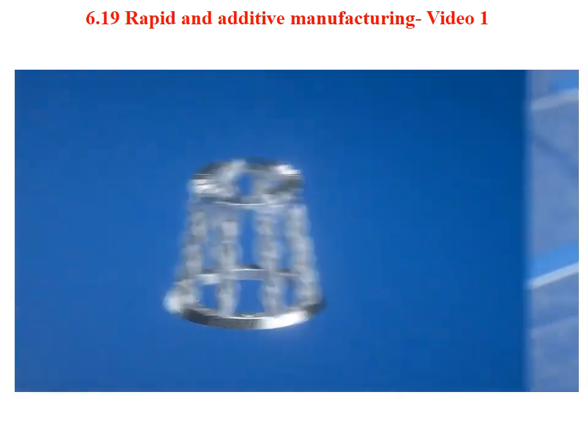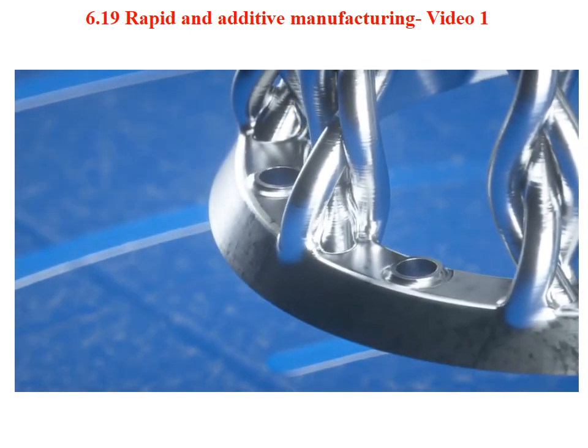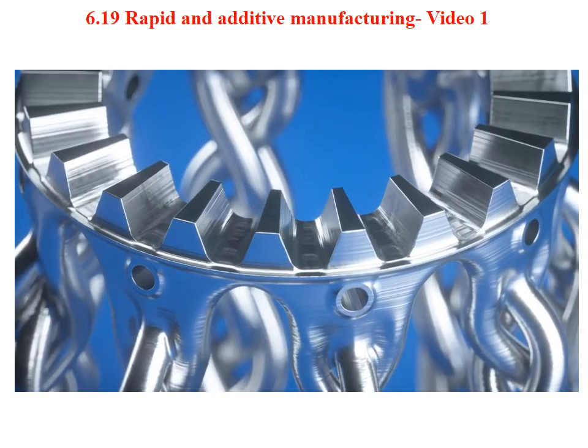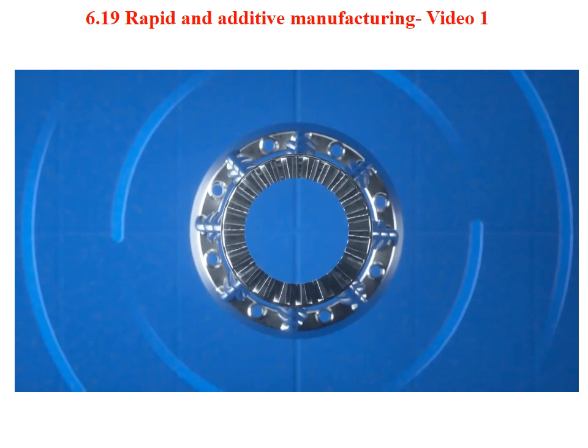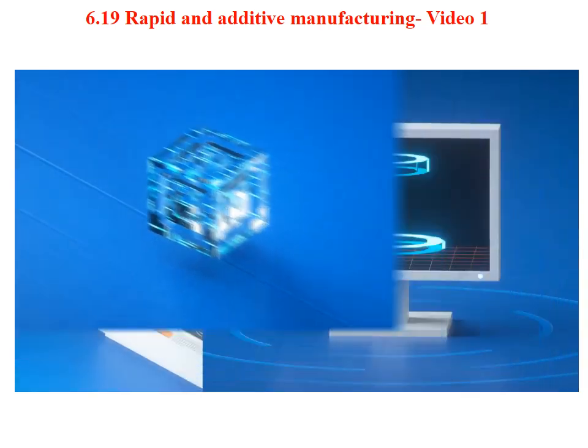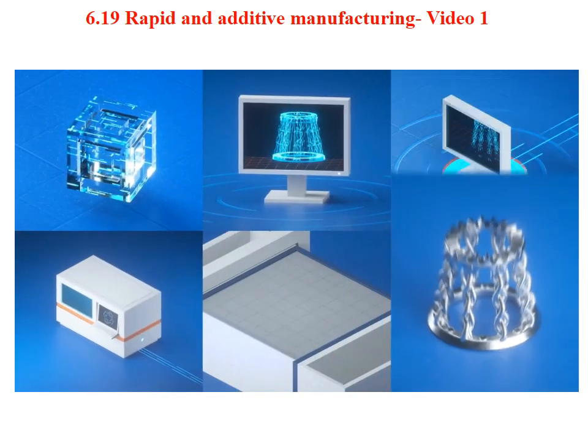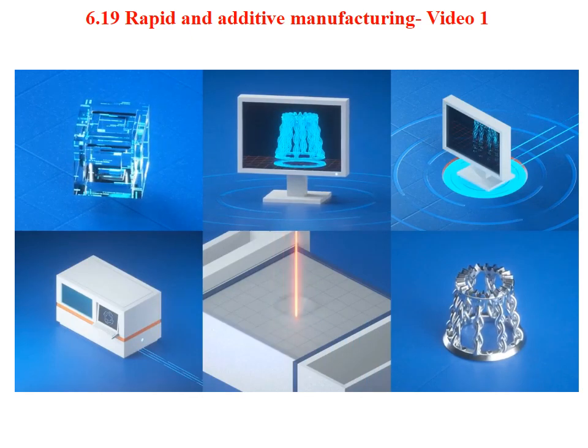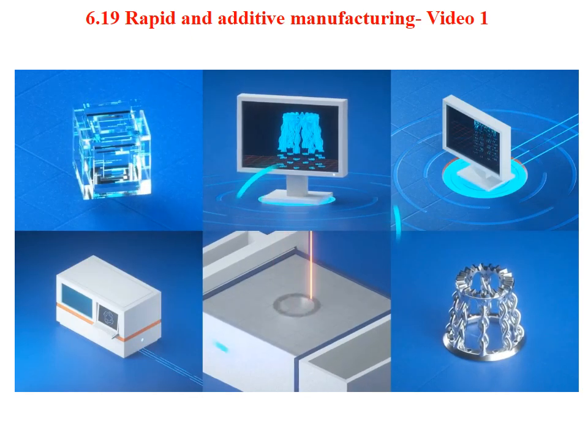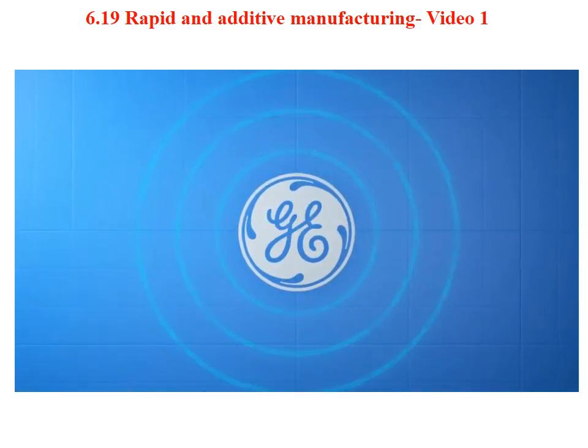Additive manufacturing allows you to produce parts that are lighter, stronger, and more durable than traditionally made parts. Build times are faster. Engineers can add precise features and complex geometries without increasing cost. In fact, additive manufacturing is revolutionizing the way we work.